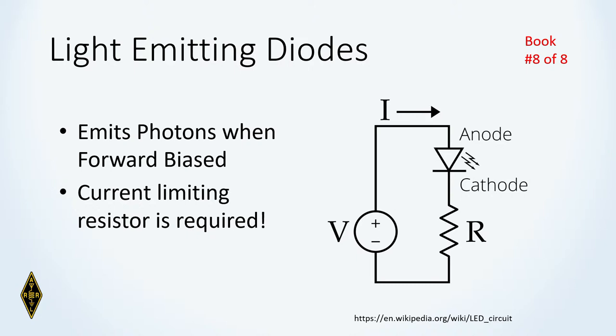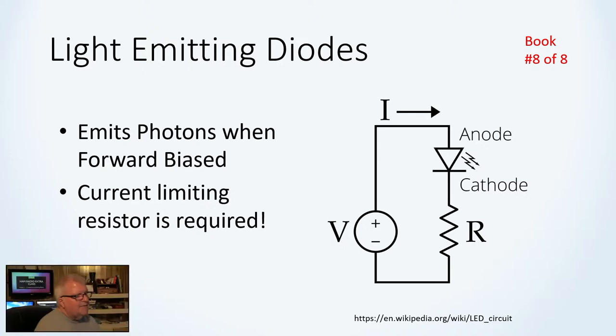The final diode type that we want to learn about tonight, number 8 of 8, is the light-emitting diode. And we've talked about these before. An LED emits photons when it's forward biased.